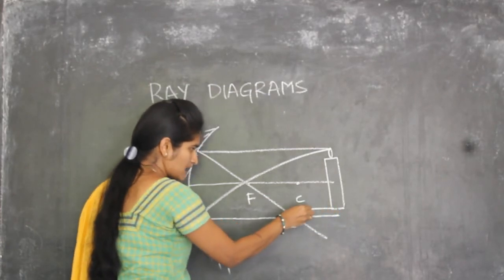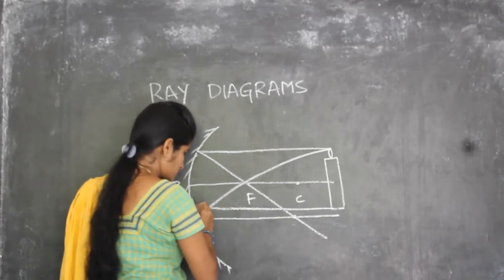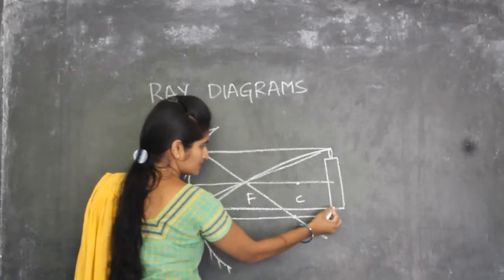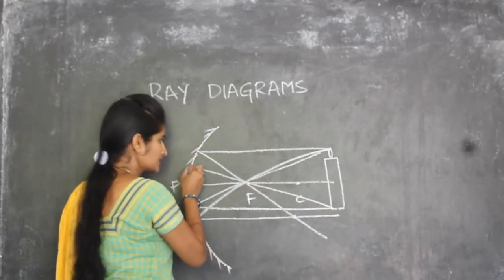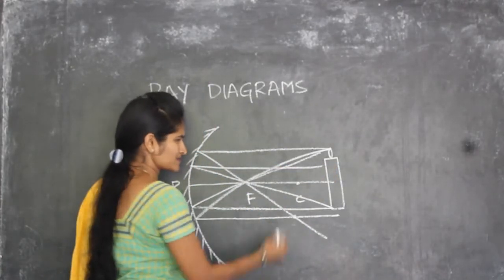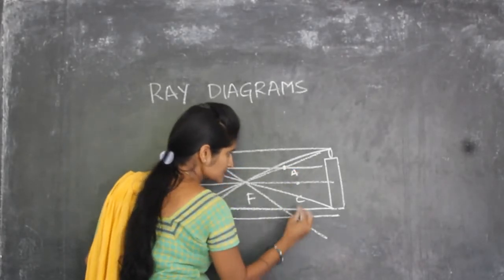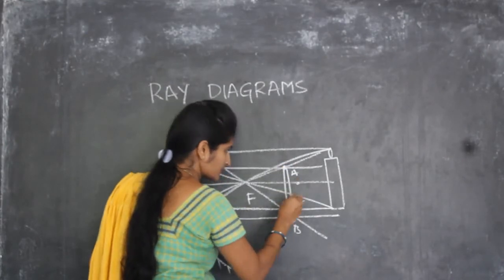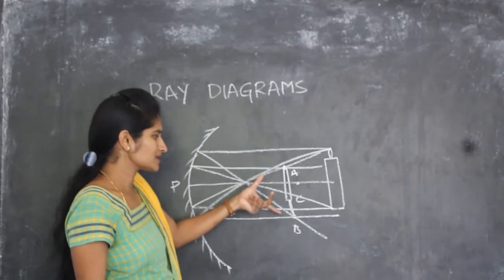So first ray is R1. That is traveling parallel to the principal axis and passing through focus. Is it clear? And next, passing through the focus, traveling parallel to the principal axis. So where have I got the image? A. So this is A and this is B. So this is the image I got. Is it clear?